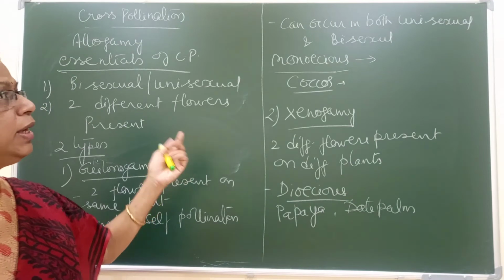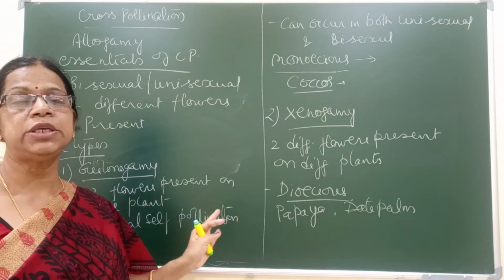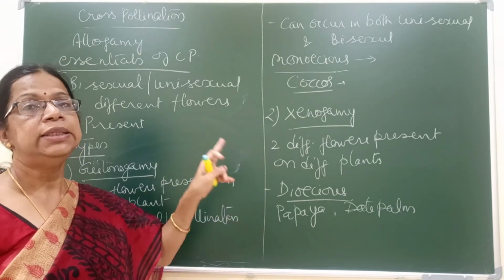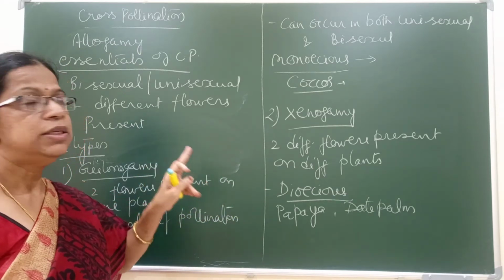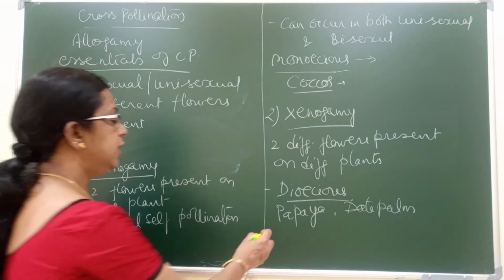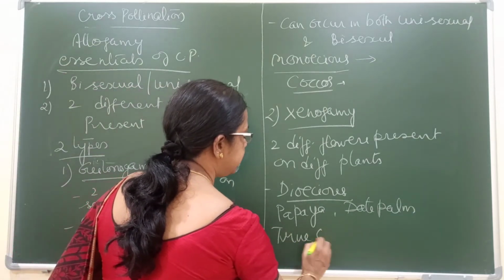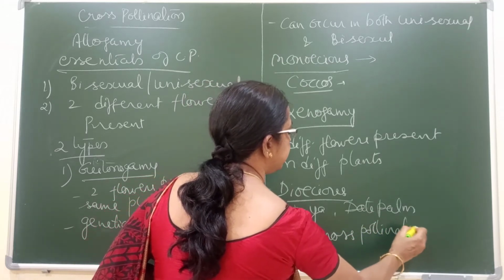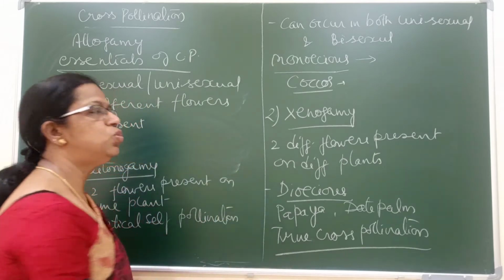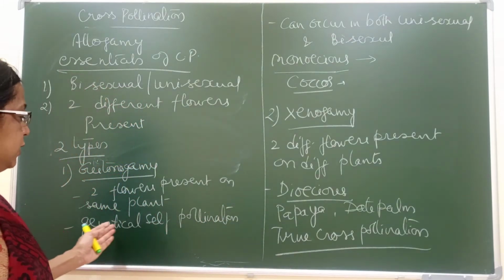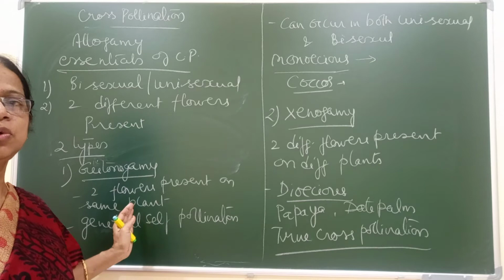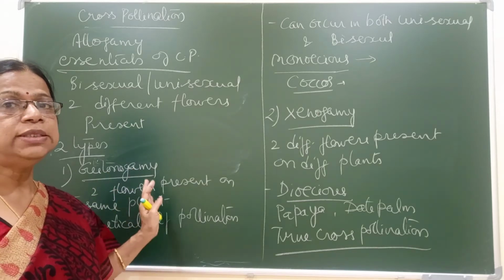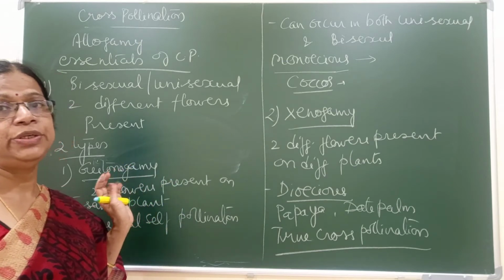Similarly, xenogamy can occur in both unisexual as well as bisexual flowers. Even if the flowers are bisexual, if they are located on different plants, then we call the pollination xenogamy. Xenogamy is the true cross pollination. Whereas geitonogamy is genetical self-pollination, not true cross-pollination. So these are the two types of cross pollination.